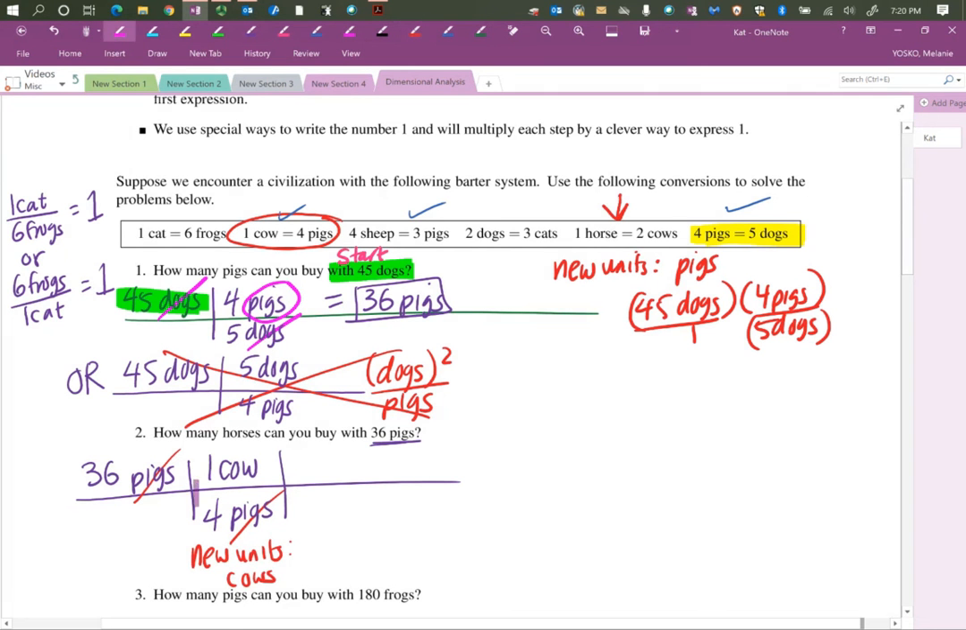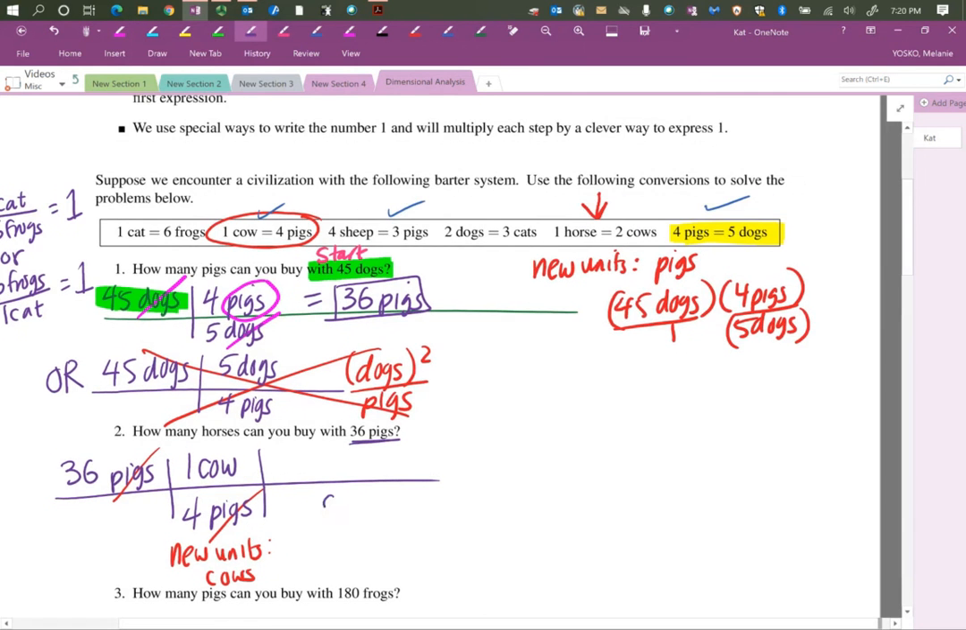Okay, so now we have cows. And then from cows, we're going to go to horses. So we know 1 horse is equal to 2 cows, or 2 cows is equal to 1 horse, so you can go backwards and forwards. We want cows in the denominator, so 2 cows, 1 horse. The reason we're doing that is so the units of cows will cancel. And so you look at this step, the new units here are horses.